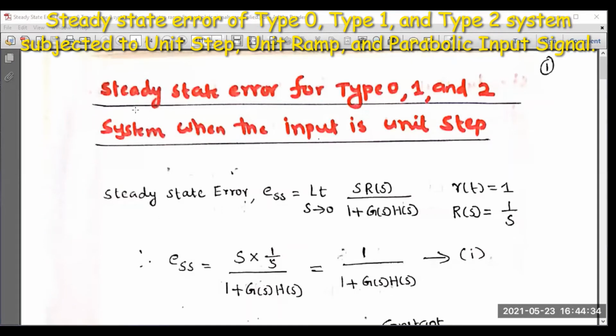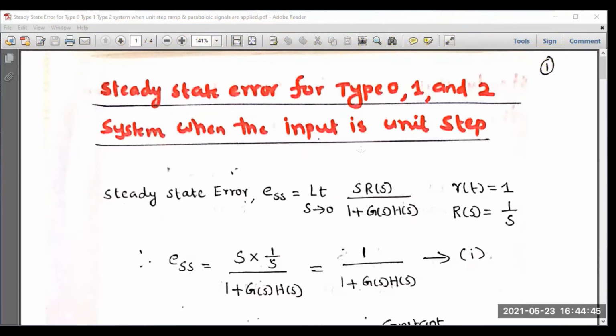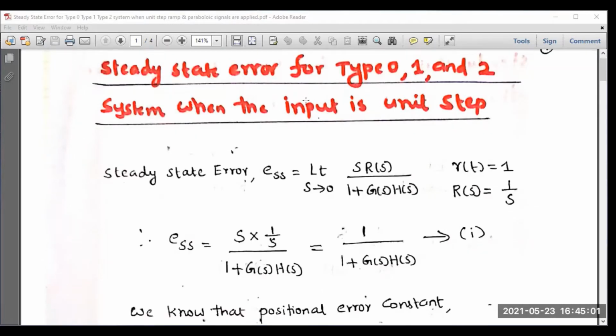In this video, I'll be discussing the steady state error for type 0, type 1 and type 2 systems when the input is subjected to unit step, unit ramp and unit parabolic input. First of all, I'll be discussing the steady state error for type 0, 1 and 2 when the input is subjected to unit step. You can observe my previous video by clicking on the I button on the right top of this video. Let us discuss the first topic.